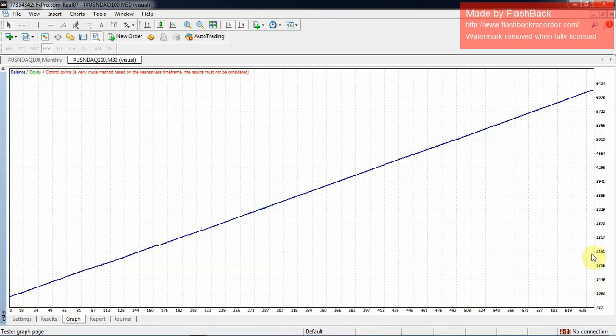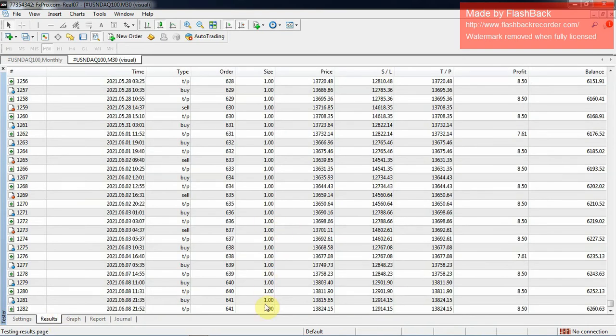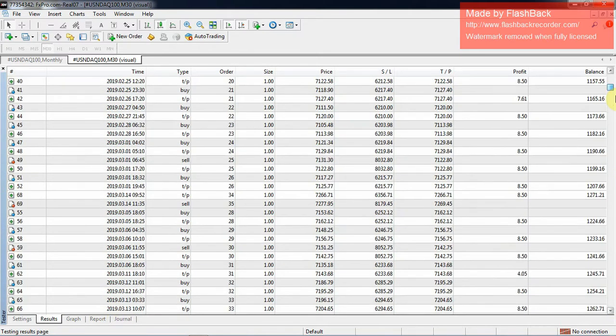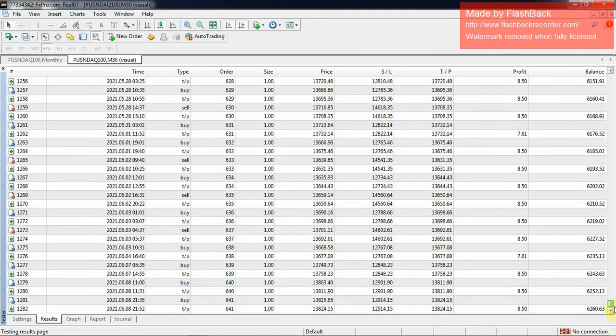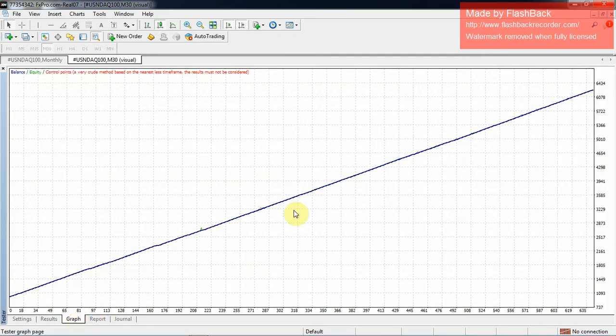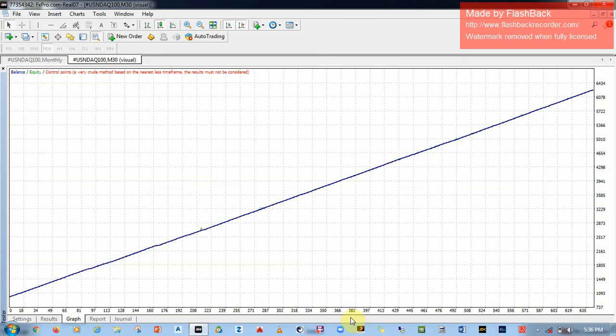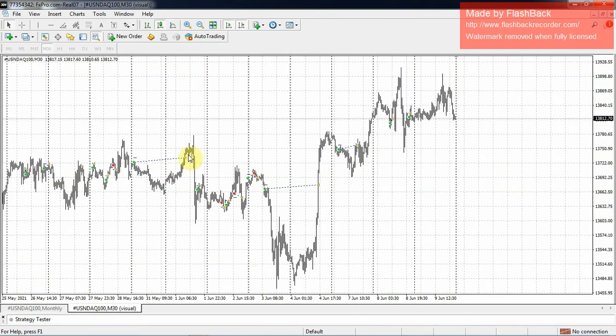From 1k, we started the backtest at 1k. We are now at 6k with a fixed lot size. The lot size is fixed, but in real time we could have been increasing the lot size, because on a strategy backtest we cannot increase the lot size. So we started the backtest on January 18th of 2019, and it ran through 641 trades up to June 2021.